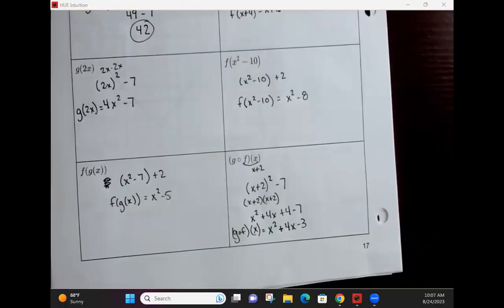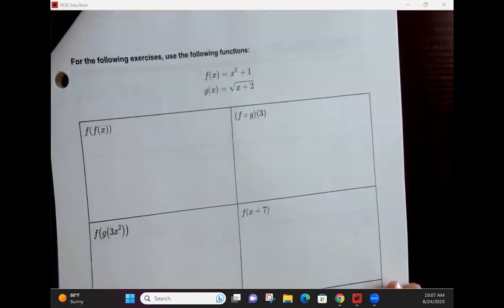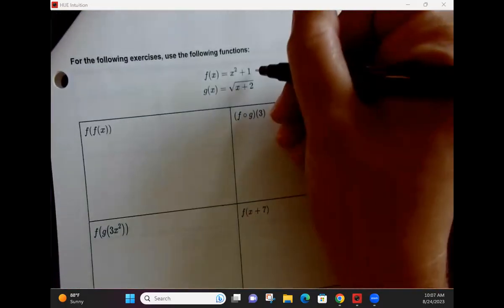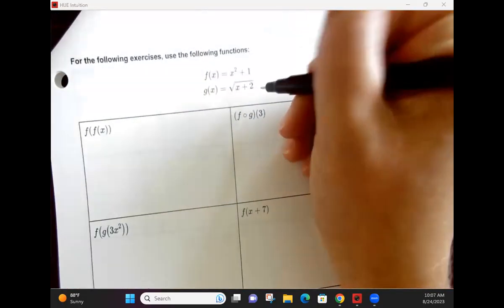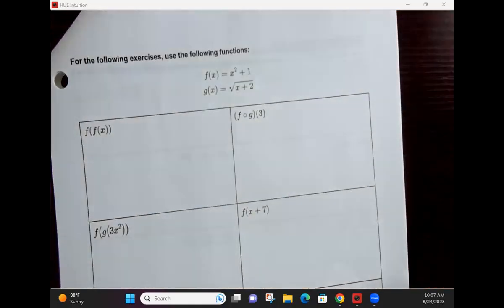Okay. On the next page, we're going to do this some more. It's a new function, but we're doing the same thing: compositions where I'm not necessarily plugging in a value. So on the next page, same idea. We've got two new functions, a new f of x and a new g of x. I'm going to work through a couple more with you, and then I'm going to ask you to try. So let's try our first one.